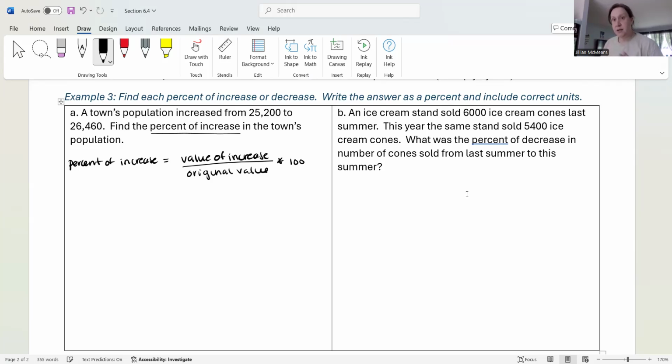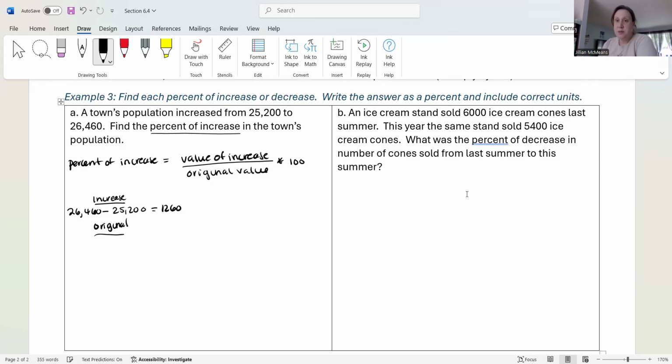So we need to do a tiny little bit of arithmetic. We need to figure out what 26,460 minus 25,200 is. This right here is the value of the increase. If we were to subtract here, you can use your calculator. You need to show us what you're doing on your calculator. So I would want to see this right here written out just like I have it, but then the calculator can be used for the side work. So we would want to take 26,460 and subtract 25,200, and we get 1,260.